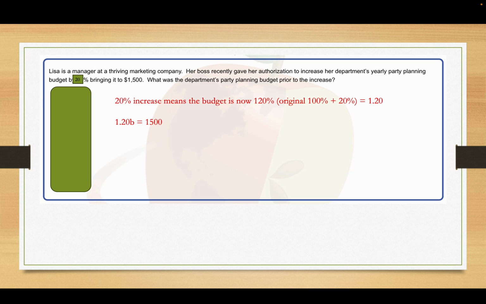So 1.2 times that original budget has to be 1500. Dividing by 1.2, the original budget had to be $1,250.